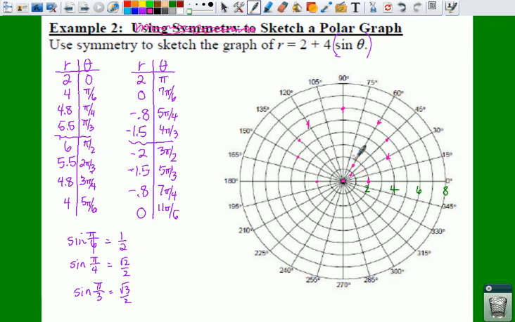And then we go negative 2 in the direction of 3 pi over 2. So 3 pi over 2, but we're actually going to go negative 2. So that means we're going the opposite direction. And then we have a negative 1.5. You'll notice we have a little bit of symmetry going on. And then we get back to 0.